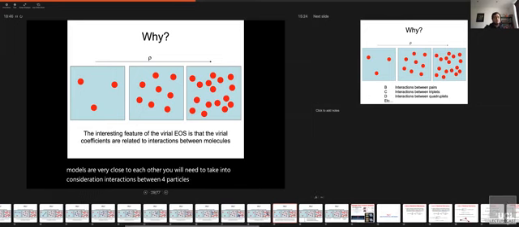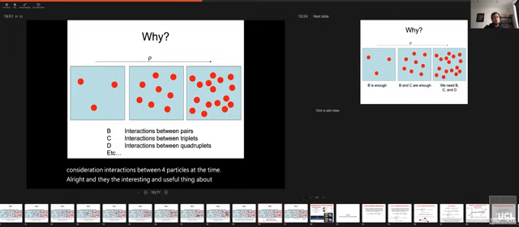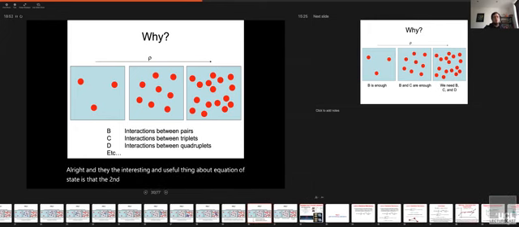All right? And the interesting and useful thing about the equation of state is that the second virial coefficient, B, describes interaction between pairs. The third virial coefficient, C, describes interaction between triplets. And the fourth virial coefficient describes interaction between 4 particles. And that's where the names come from. Second virial coefficient, pairs. Third virial coefficient, triplets. Fourth virial coefficient, 4 particles at a time.